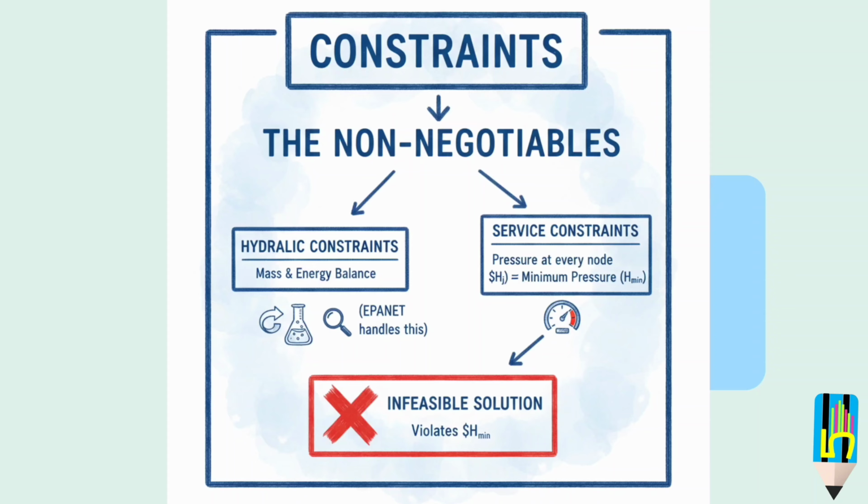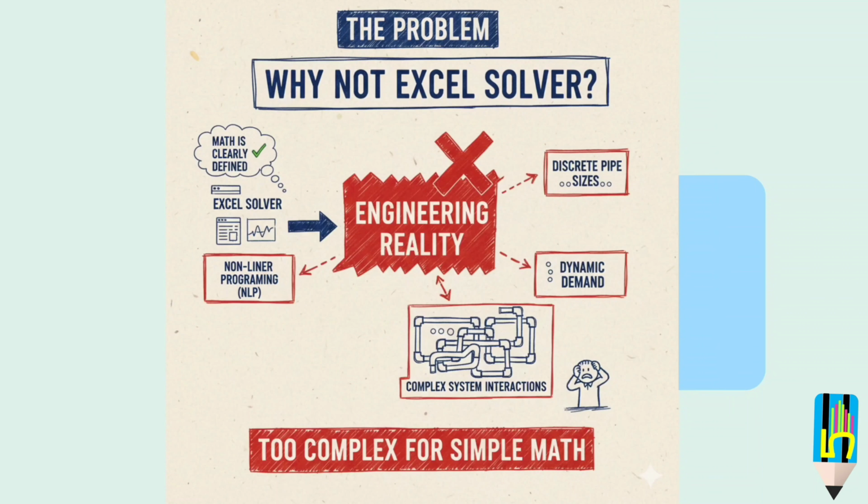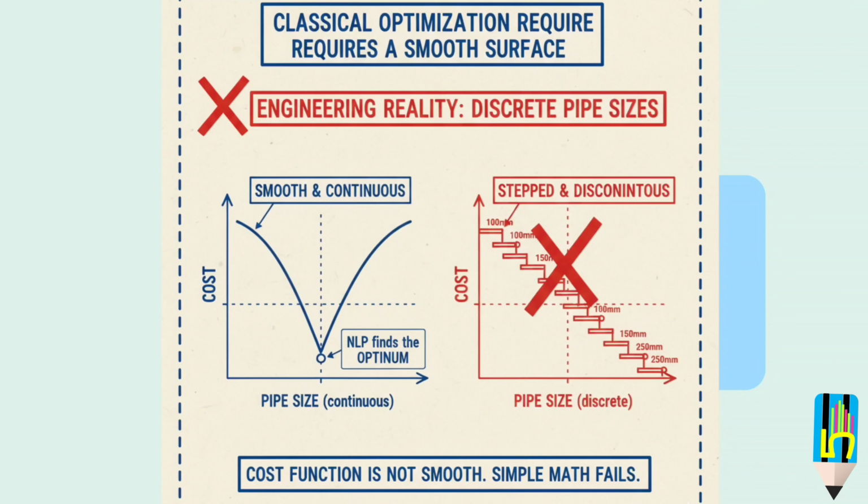And any solution that violates this is simply discarded because it's infeasible. Now you may be thinking that if a problem is so clearly defined by math, why can't we just use the Excel solver or a simple calculus based method? Then I must tell you that the answer lies in the harsh reality of engineering. The classical solvers require the optimization surface to be smooth or continuous.